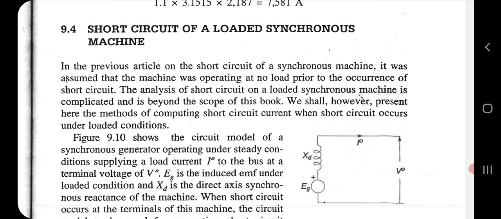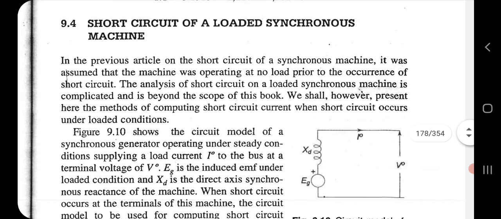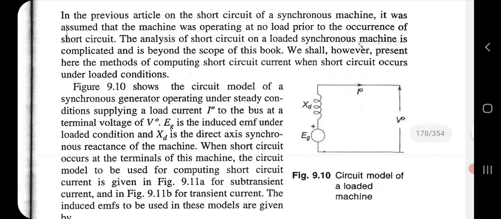Now you are seeing a diagram. This is a circuit model of a loaded machine. Here EG is the generator voltage, Xd is the direct axis synchronous reactance, it is called the synchronous reactance. I0 is the load current, and V is the terminal voltage.